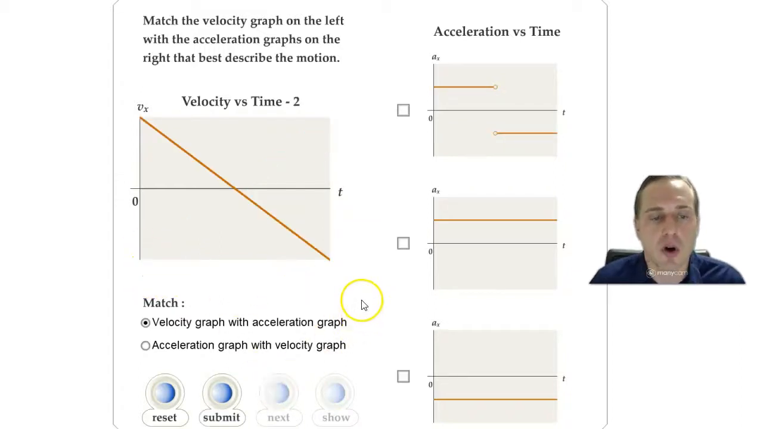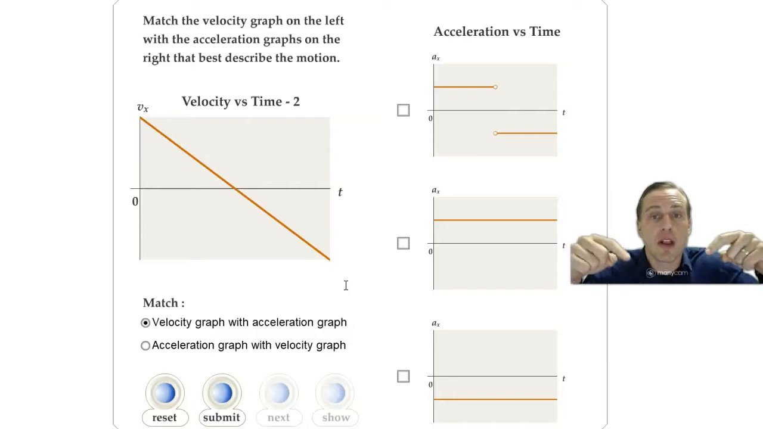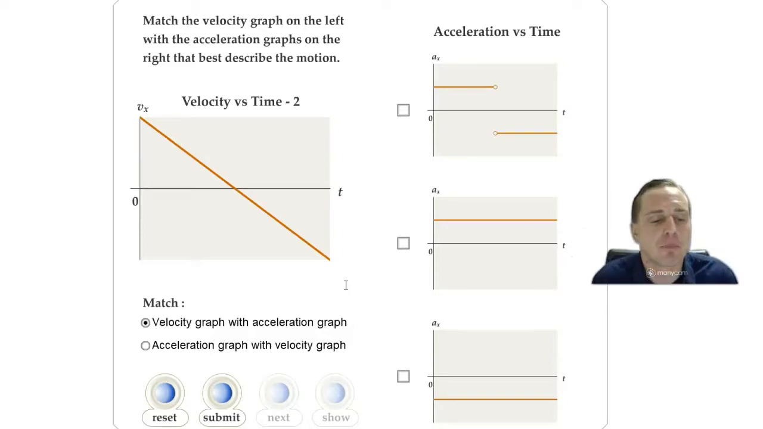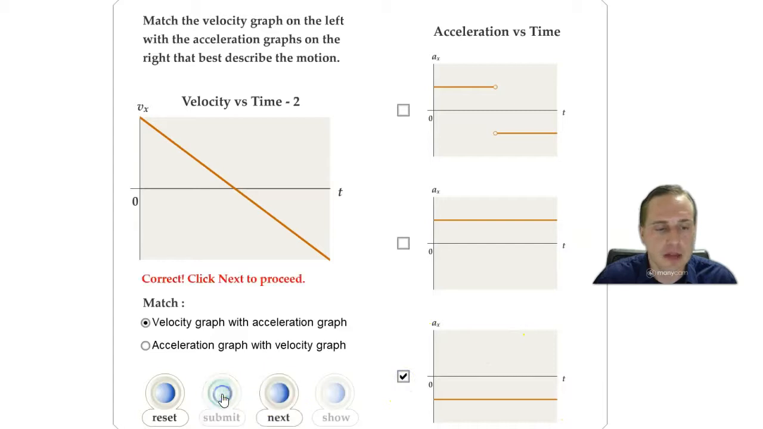Okay, let's try another one. And by the way, for those of you that are first learning these things, you should pause the video and try this at home. Let me know in the comments if this is helpful. So how about velocity versus time, but it's just sloping downward? Again, a constant acceleration, but this time a negative slope, so a negative acceleration. So now I think it's this last one. Submit. That's correct. Let's go.